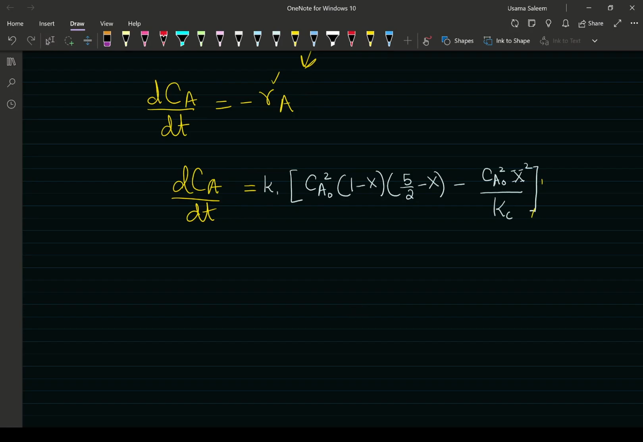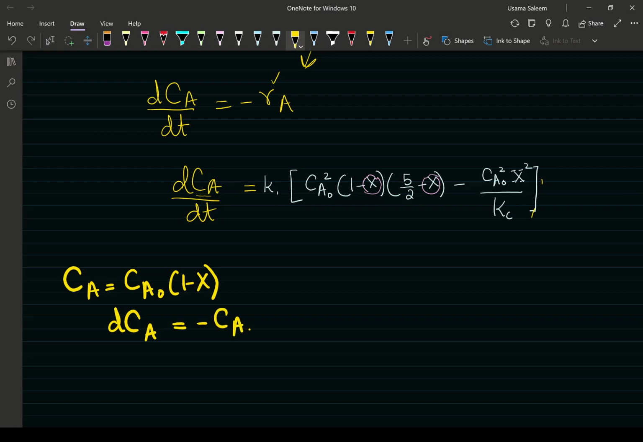And also, are we missing something? Oh yeah, I have my independent variable as the concentration, whereas I want my differential equation's dependent variable to be the conversion, right? And I remember that CA is just equal to CA naught times 1 minus x, right? Which means that dCA is going to be equal to negative CA naught times dx.